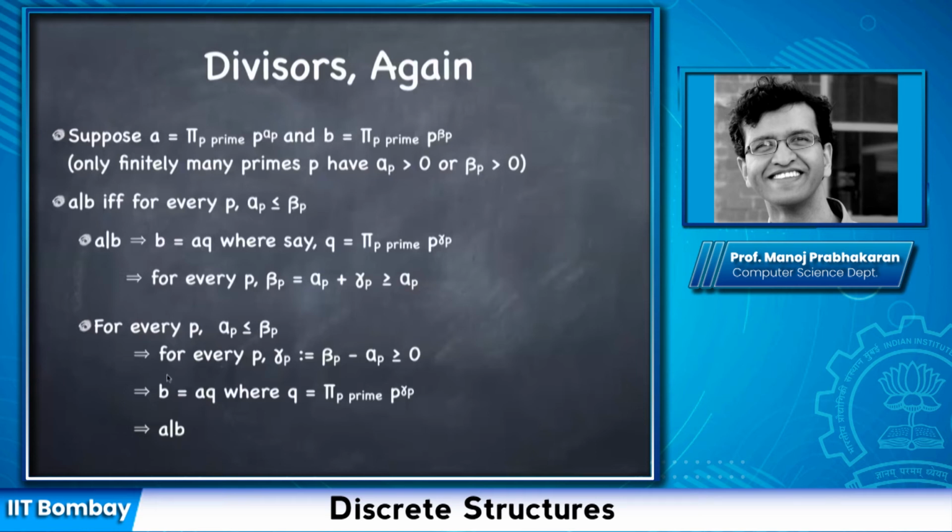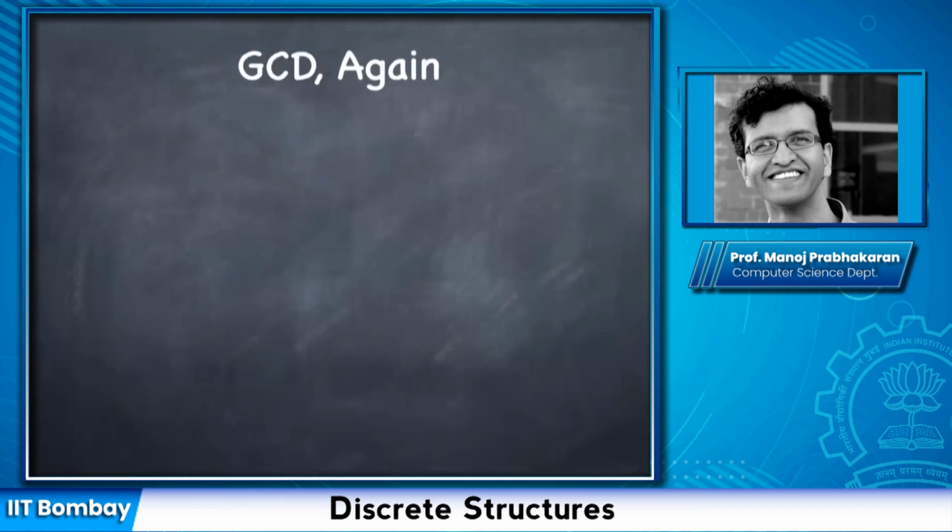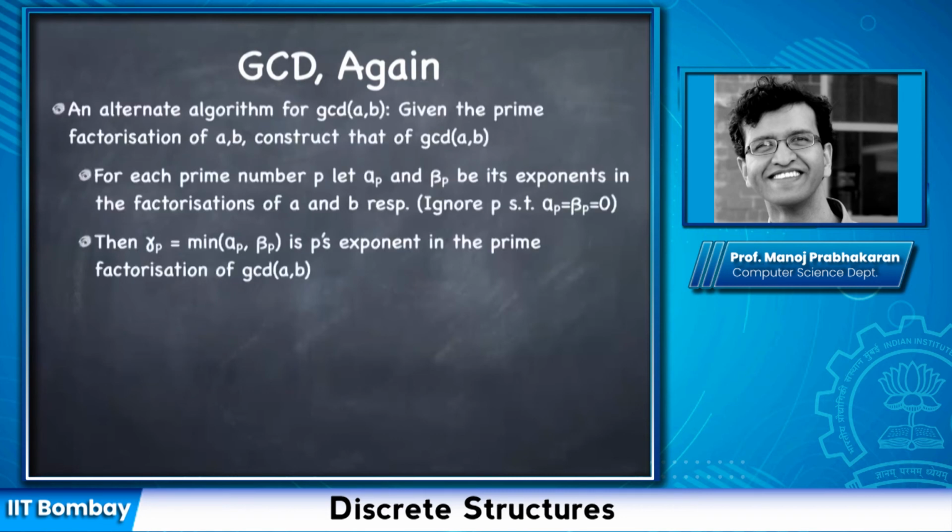Okay, so that's a pretty convenient way of thinking about divisors. Divisors of B are obtained by picking exponents for each of its prime factors, where that exponent should be no more than B's own exponent in its prime factorization for that prime. We talked about common divisors and GCD earlier. So again, you can look at it in terms of prime factorization, and things are somewhat simpler to see.